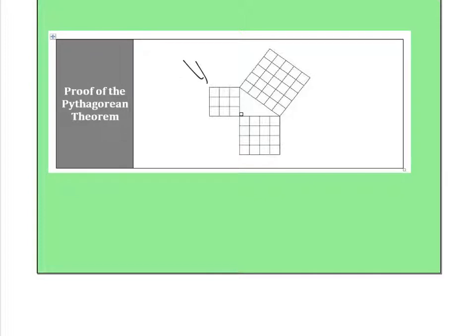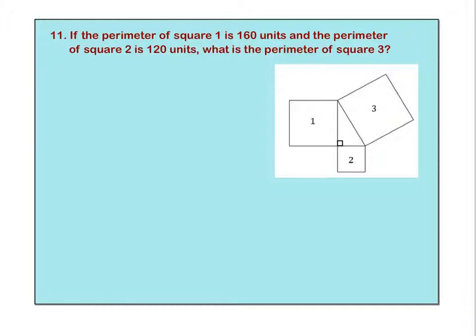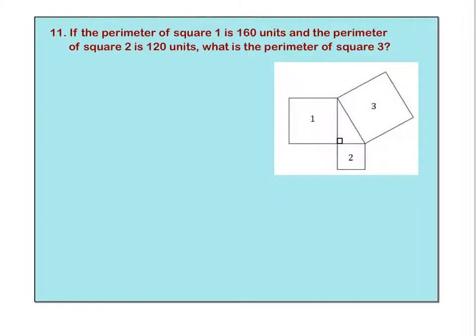All right, so Pythagorean theorem, here's kind of the proof. If you build a square with 3 blocks, 4 blocks, 5 blocks, it makes a perfect right triangle. So here, the perimeter of square 1 is going to be 160. The perimeter of square 2 is 120. What's the perimeter of square 3? Remember what perimeter means. So for 1, you just take 160 divided by 4. That means each side is going to be 40. For 2, what's 120 divided by 4? That's going to be 30.